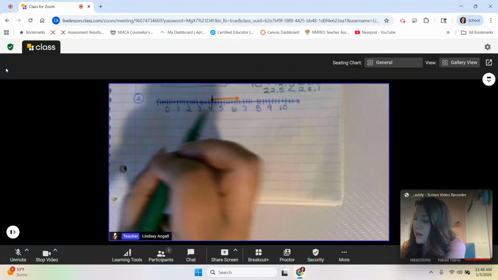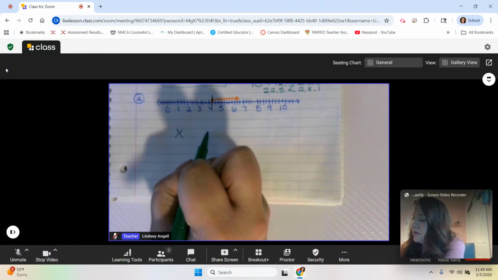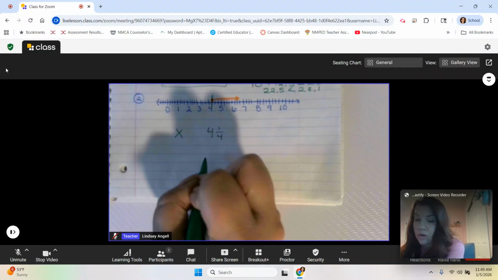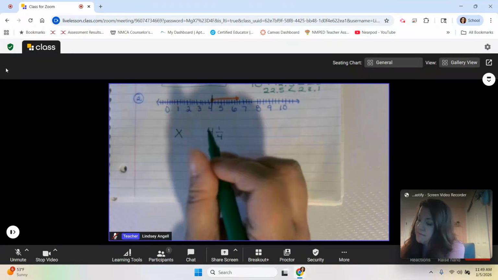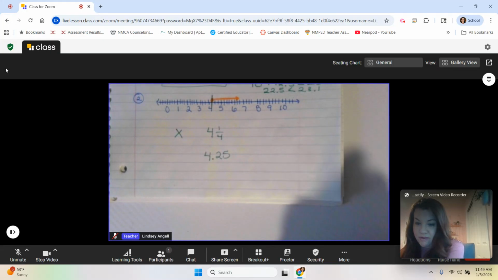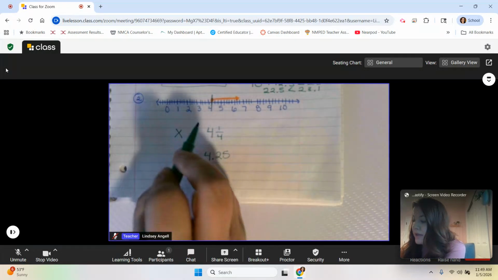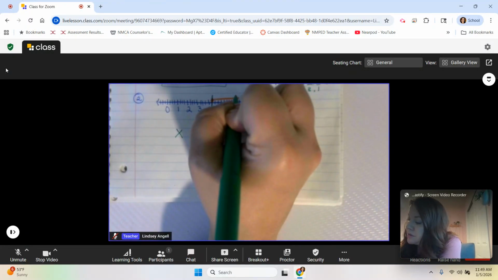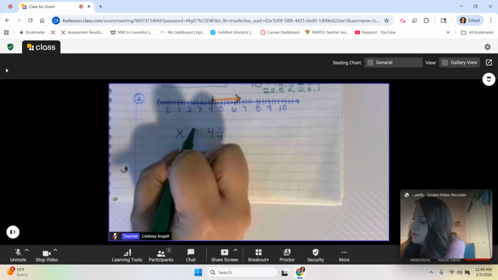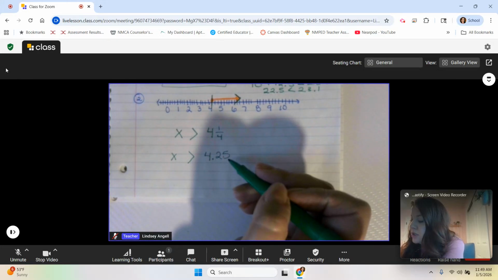Okay, so this right here, we could say it's either x, and then this is 4 and 1/4, or you could, and I think in your lesson, it might say 4 and 25 hundredths, which is just the decimal version of 1/4, okay? And then remember, your symbol should match the end of your arrow. So that looks like a greater than symbol. So we need a greater than symbol, whether you do it as a fraction or as a decimal.